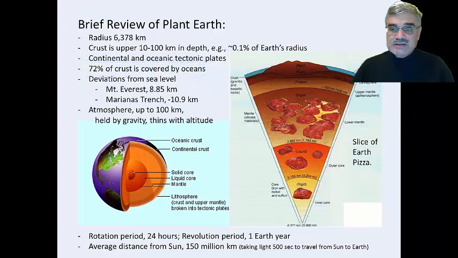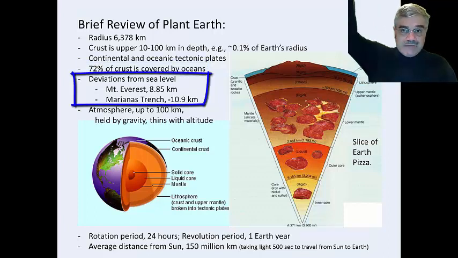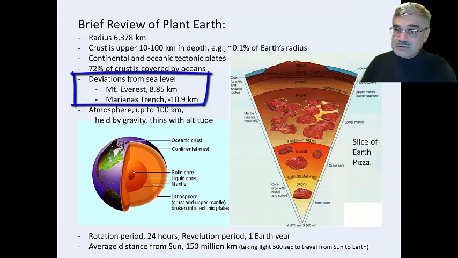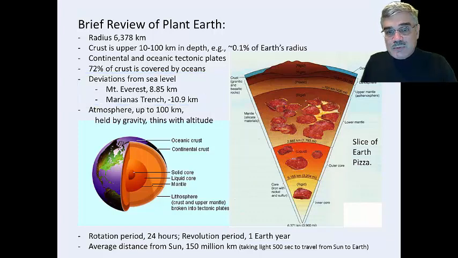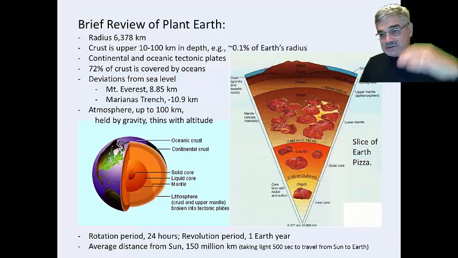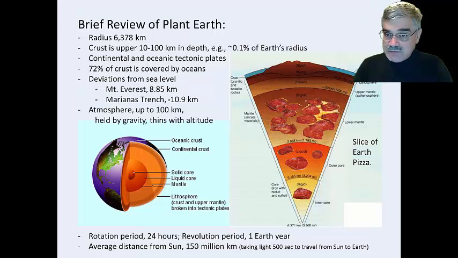Let's consider the deviations in the Earth's crust. We have mountains as high as Mount Everest, which is about 8.85 kilometers, or about 9 kilometers above sea level. And then the deepest depths of the Earth's crust, the Marianas Trench, in the western Pacific close to the Philippines, is about 10.9 kilometers below sea level. So you can see there can be variations of almost plus 10 kilometers and almost minus 10 kilometers from sea level for these features of the crust of the Earth.